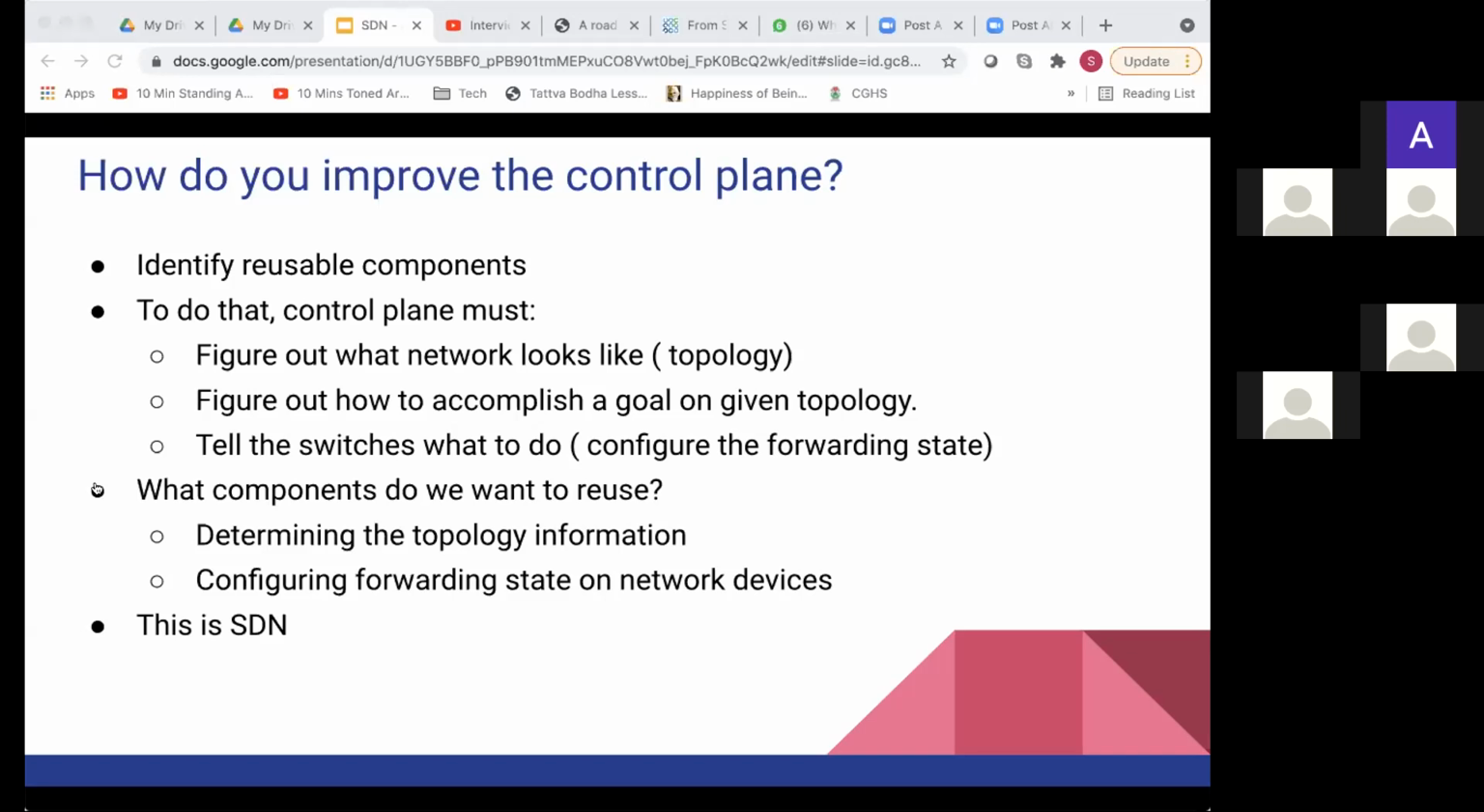Telling the switches what to do is something pretty much all the control plane protocols need to do. So what the SDN founders did was build the controlling program, or the control plane for SDN, by determining just the topology information and also configuring the forwarding state on the network device. They found these two as the key components that need to be reused. That's pretty much SDN, the simplified version of what SDN does.